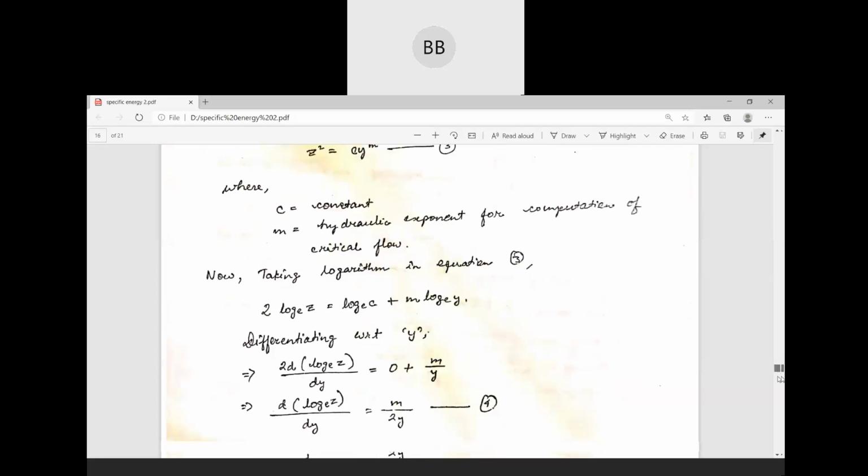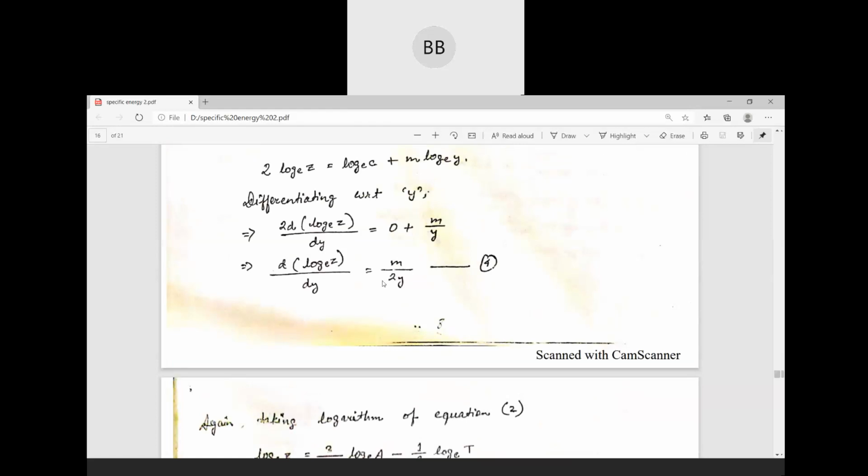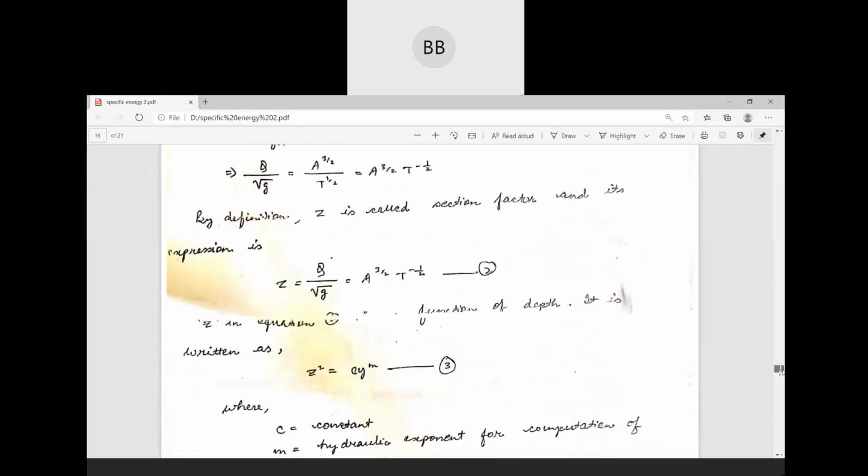Our aim is to find an expression for this m, that is the hydraulic exponent. So we need two equations to equate to find the expression for m. Here on the left hand side, in equation number 4, is d dy of log e z. We have to replace this. To replace this, we need an equation with respect to z. So we have another equation, equation number 2, which is also related to z.